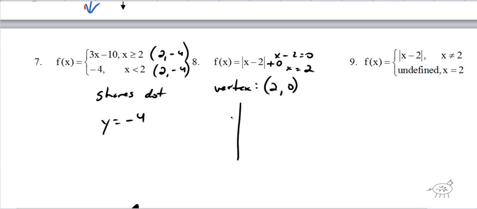And then the key here is you want to pick a point on either side because you know it's going to look like a V, right, with an absolute value. So if I put 2, 0 in the middle and I pick one point on either side, they should give me the same value. And sure enough, if I put a 1 there, 1 minus 2 is negative 1, absolute value of negative 1 is 1. Put a 3 in there, 3 minus 2 is 1, absolute value of 1 is 1. So those are the points I'm going to plot, guys.